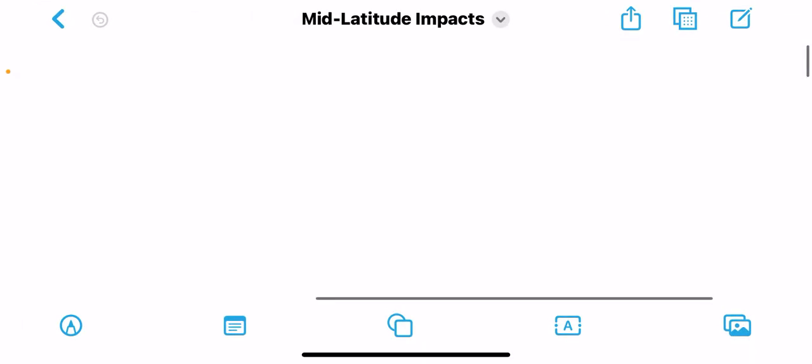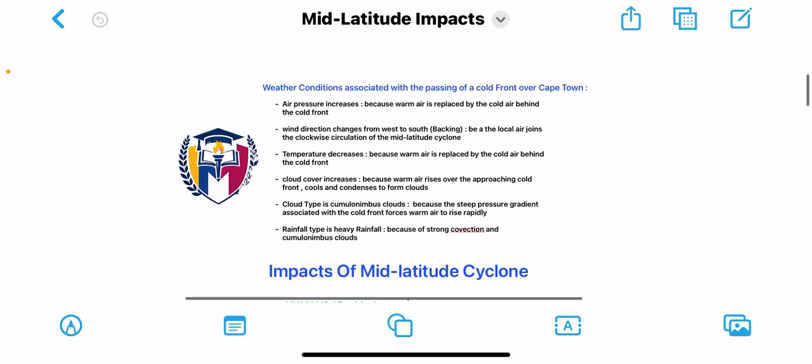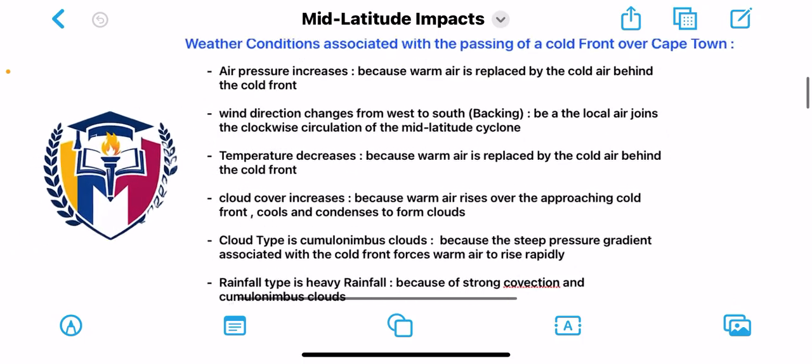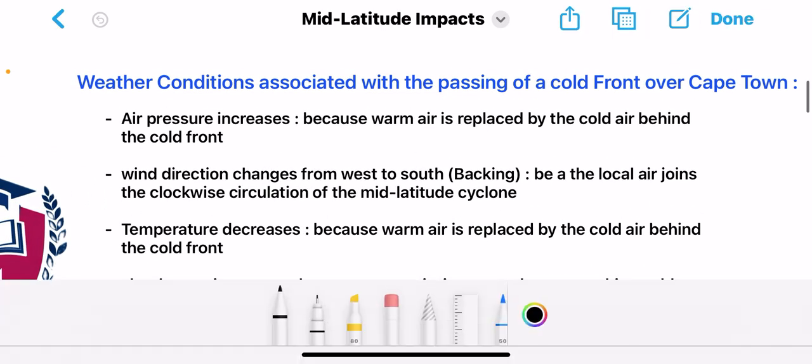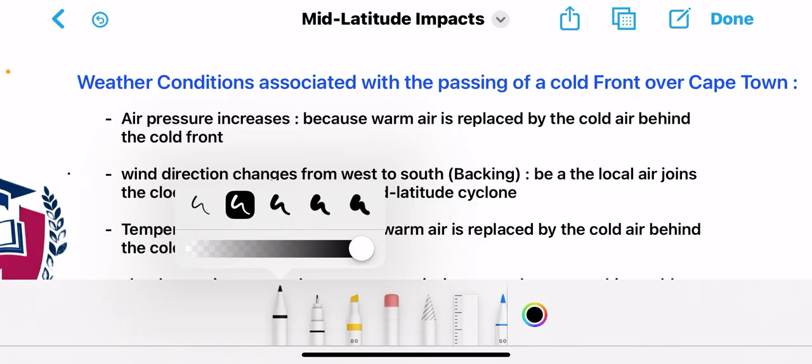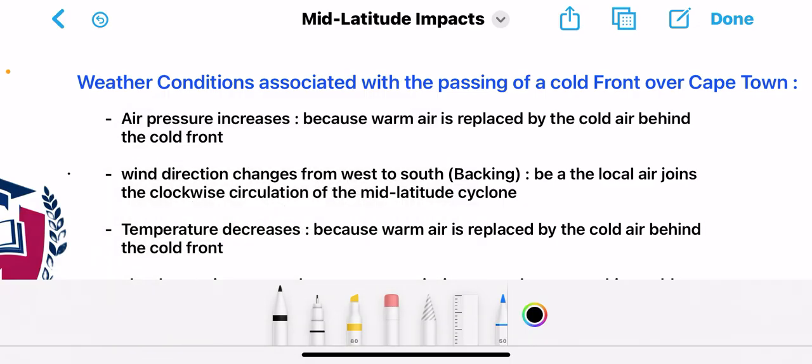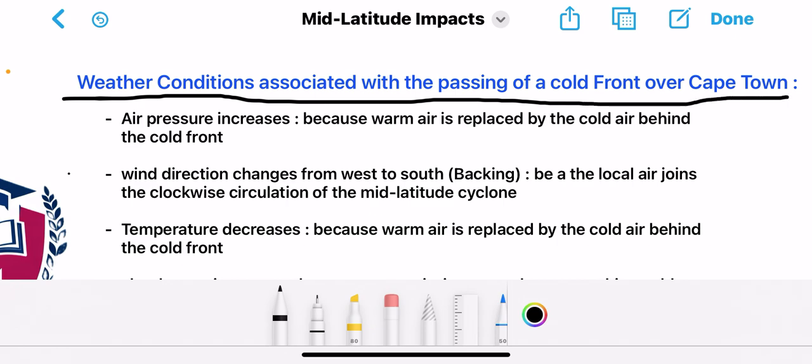Now, when coming to the impacts of the mid-latitude cyclone, firstly, we are going to focus on the weather conditions associated with what? With the passing of the cold front on Cape Town. Weather conditions associated with the passing of a cold front over Cape Town.